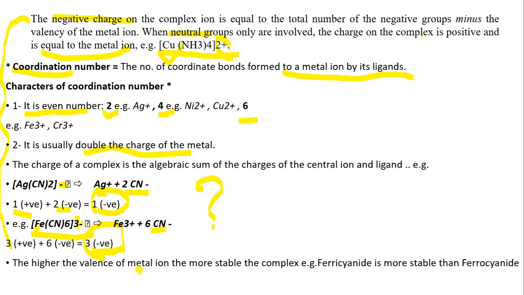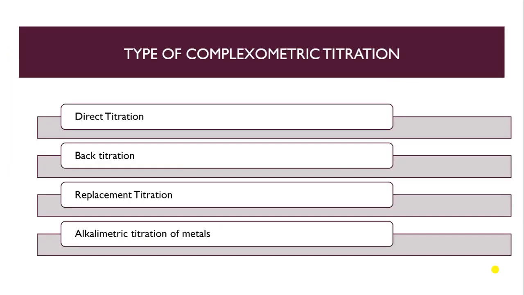So the higher the valency of a metal ion, the more stable the complex. For example, ferric cyanide is more stable than ferrocyanide. Now the types of complexometric titration. We will see in detail the types of complexometric titration. First is direct titration, back titration, then replacement and alkalimetric, or we can say indirect titration.